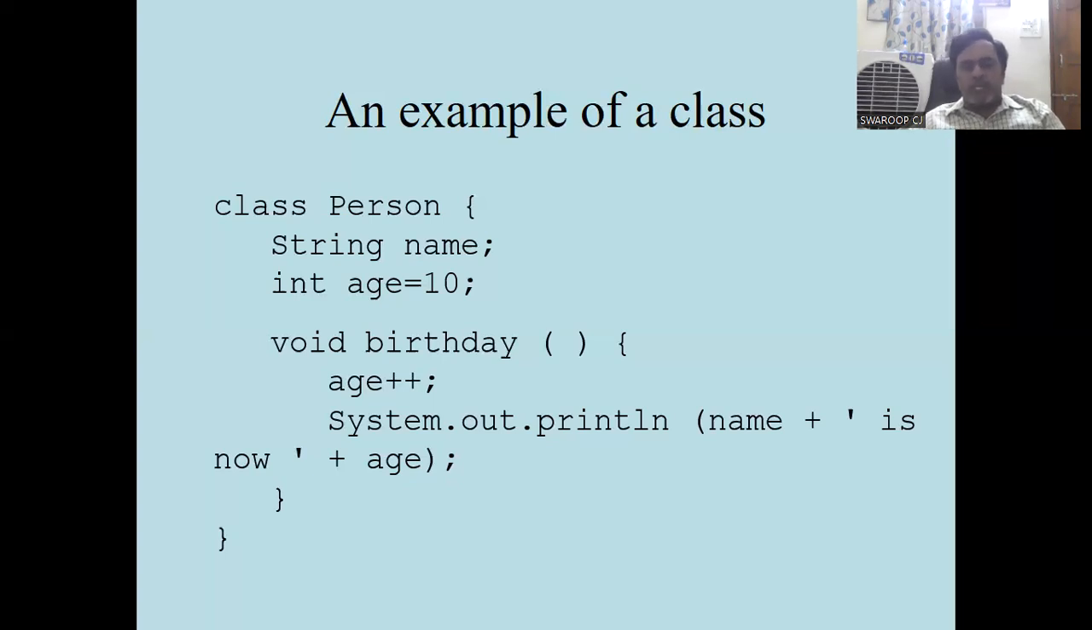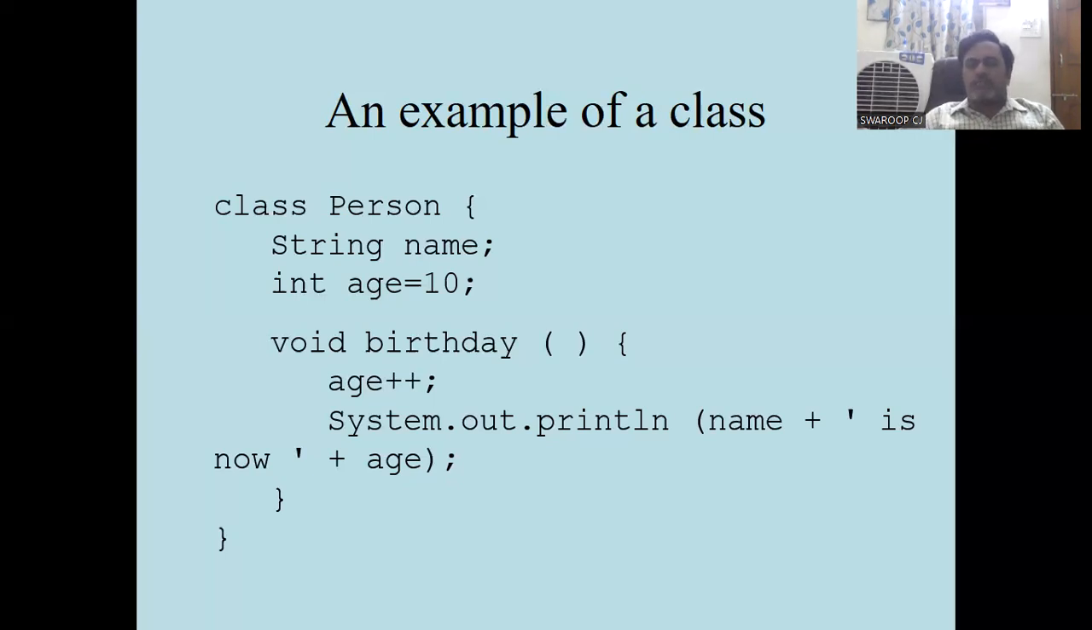Likewise, next one, we are using one method called birthday. In the birthday, I am using age plus plus. See here, age plus plus we can call an expression. So what is age plus plus? Simply age equal to age plus 1. Age equal to age plus 1 and age plus plus are both similar, the shortest way of representation. So what will happen? In the birthday method, I am increasing his age by 1. So now age will become 11.